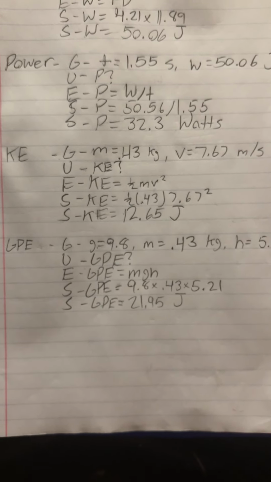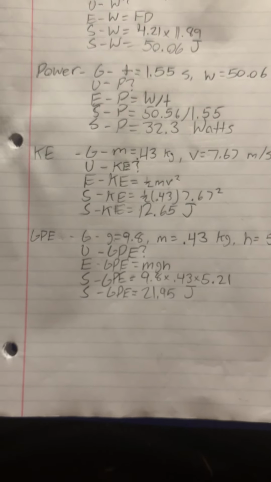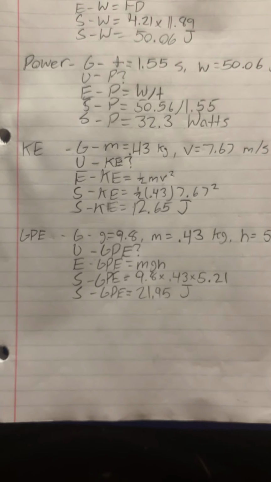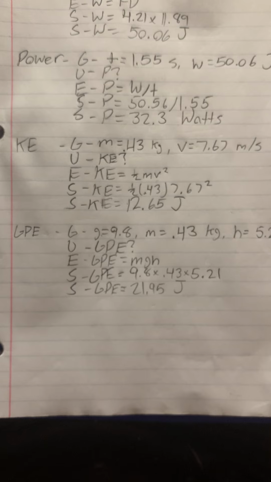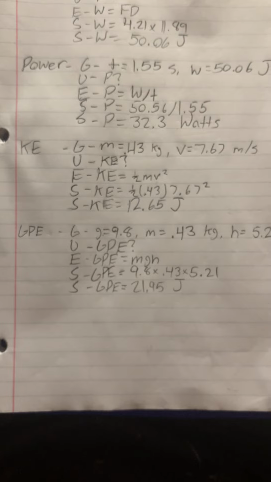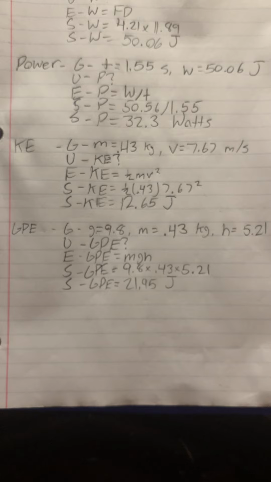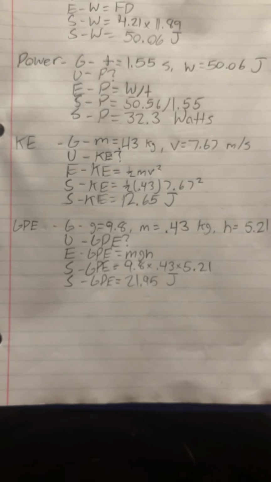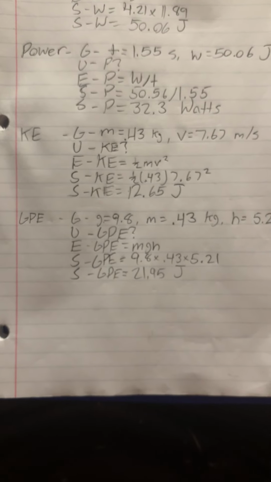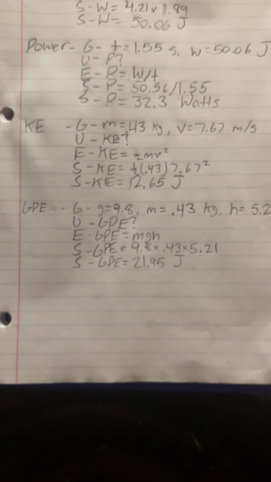The final part of this unit was to find the gravitational potential energy, or the GPE. GPE is the potential energy a massive object has in relation to another massive object due to gravity. To find this, you need the gravity, which is 9.8 newtons, mass, which is 0.43 kilograms, and height, which is 5.21 meters. The equation for GPE is GPE equals mgh, or mass times gravity times height. So I did 0.43 times 5.21 times 9.8, and I got 21.95 joules as my gravitational potential energy.